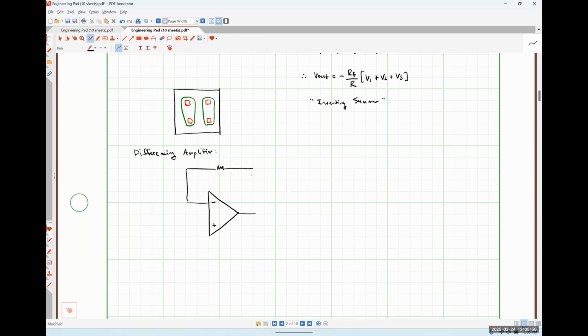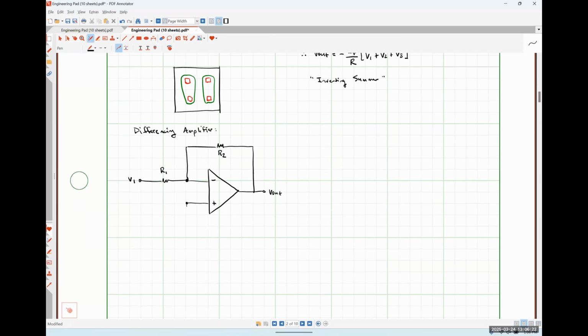And I'm going to change it up ever so slightly from the previous circuits in a different way. I'm going to call this resistor right here R2. And I'm going to call this resistor right here R1. And I'm going to call this input signal V1. Okay. Here's my output voltage. Now on the non-inverting input side, I'm going to have another resistor network. So this one is going to be R2. This one is going to be R1.